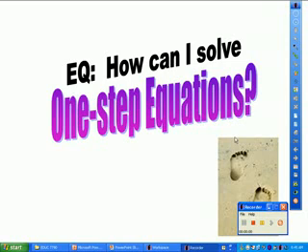The goal of today's lesson is to help students demonstrate an understanding of linear relations and fundamental algebraic concepts. Today we will focus on the Georgia Performance Standard that states students will understand and apply linear equations in one variable. The essential question for today's lesson is, how can I solve one-step equations?